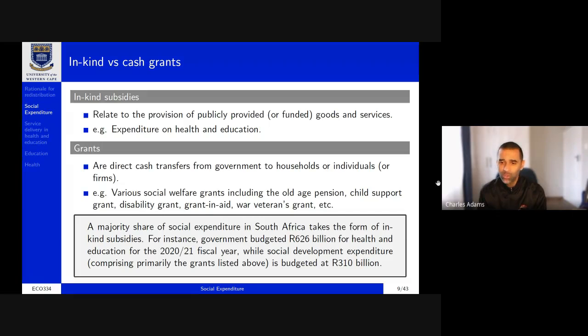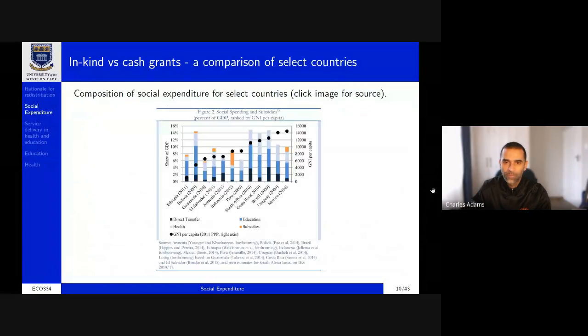and development expenditure, most of which I think comprises the grants that are listed under the grants definition. That totaled 310 billion, so less than 50% of the in-kind expenditure, social expenditure. Notice also that this comes to nearly 1 trillion rand. That's the grants together with health and education expenditure. So I think our budget was around 1.5 or 1.6 trillion. So a vast majority of our expenditure is social expenditure in South Africa, and for most countries.